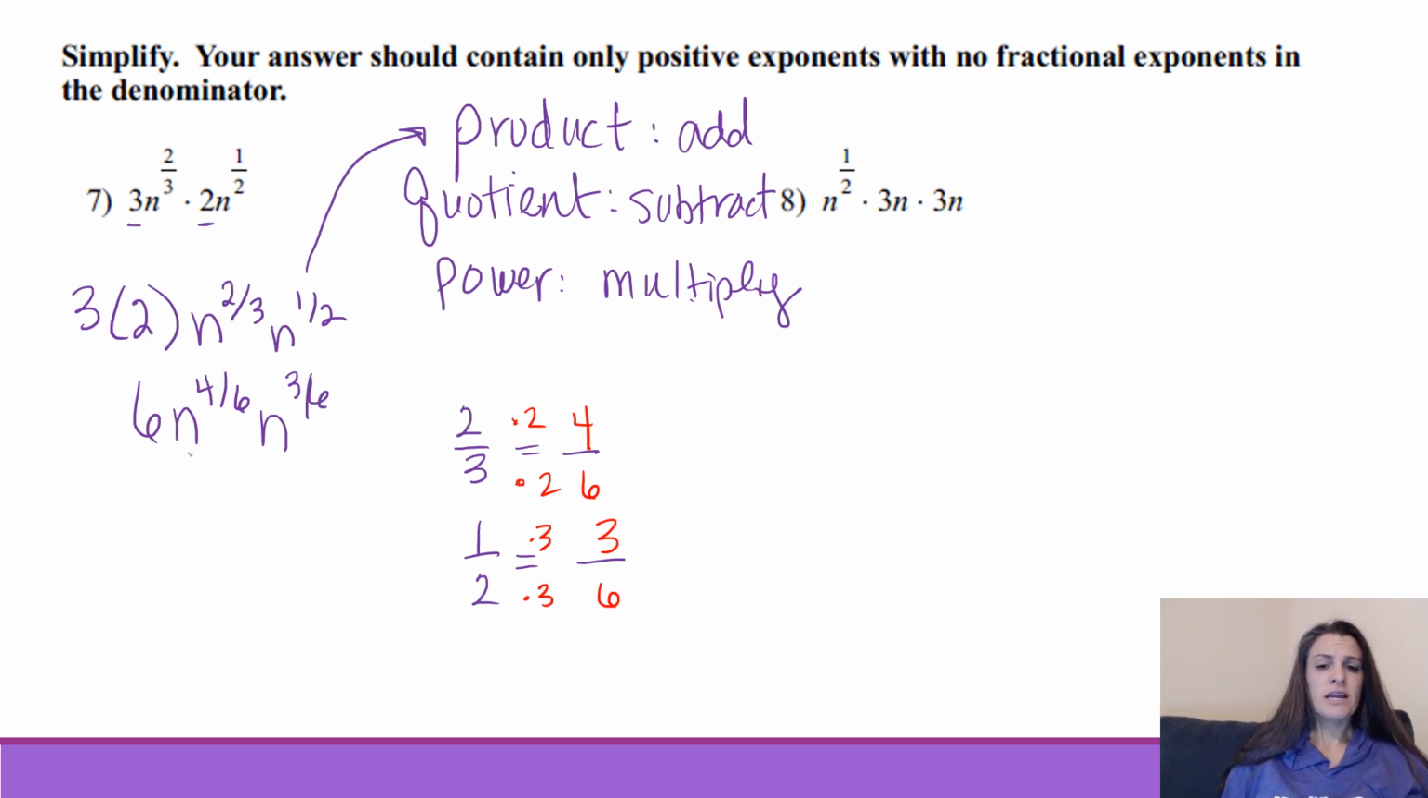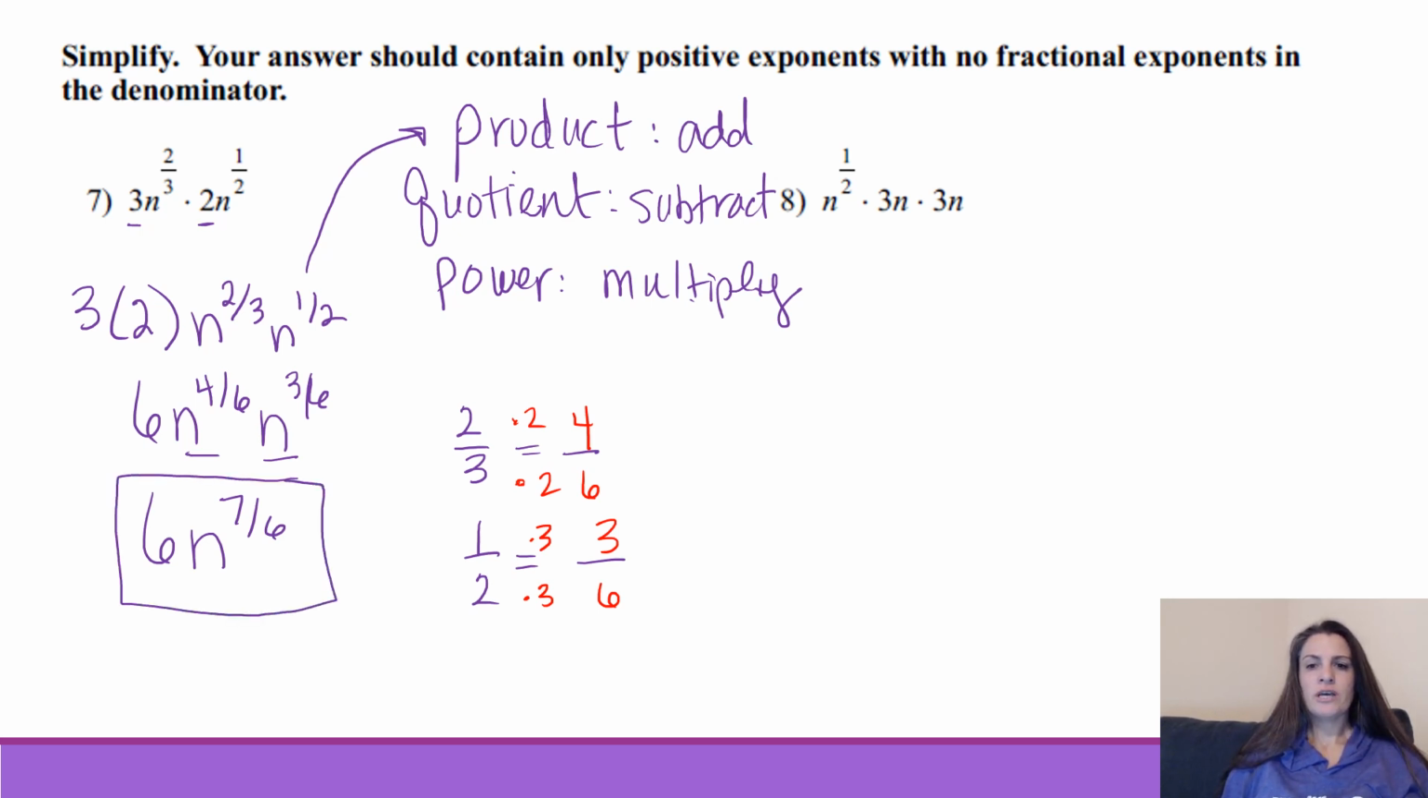Now these bases are the same and they have fractional exponents with the same denominator, so I can just add those two together. So 6 times n to the 7/6. That's it. All done. It just says that you're not supposed to have any fractional exponents in your denominator. This one is not telling us to put it back into radical form, but we could if you wanted to. Just a quick little show you, only the n has a power, so 6 would stay outside the radical. And then I would take the 6th root of n to the 7th.